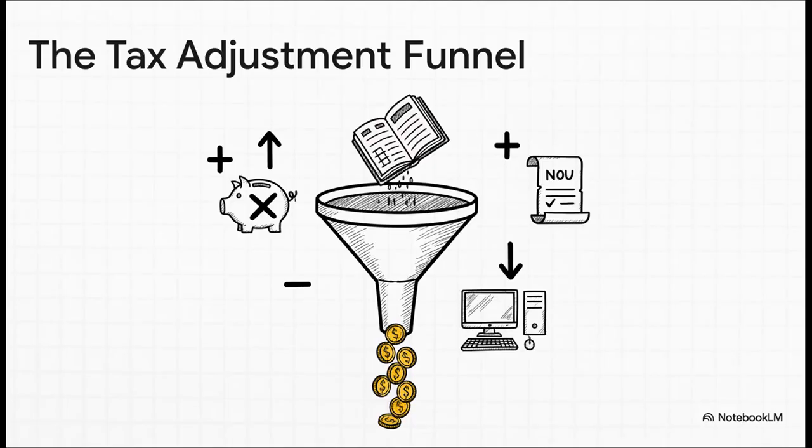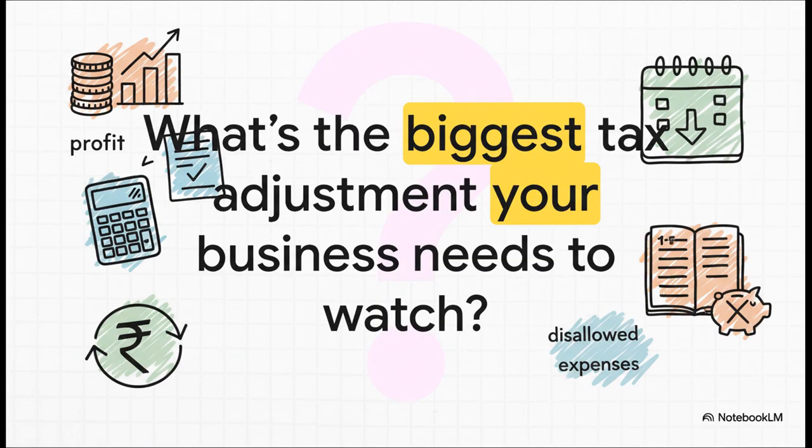So at the end of the day, whether you go the detailed route or you take that presumptive shortcut, I want you to remember one thing: the tax adjustment funnel. It's the framework that connects your world to the tax world. You start with your profit, you add what the law says you must, and you subtract what the law says you can. It's that simple. And with that, we're wrapping up.